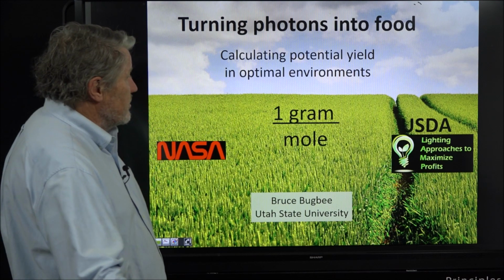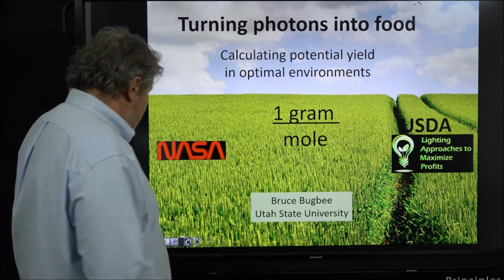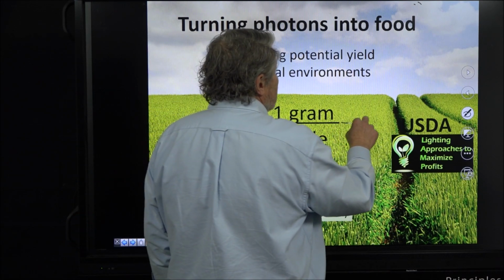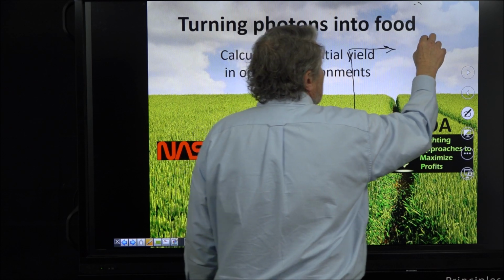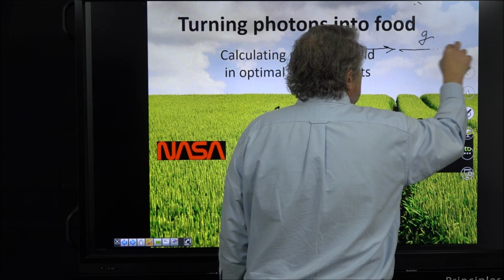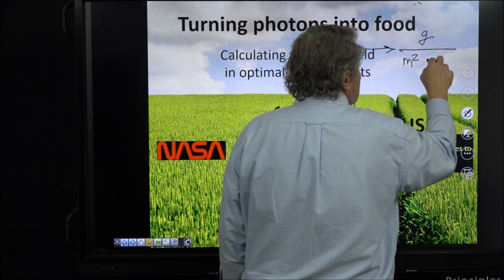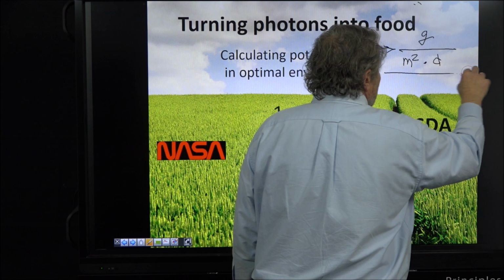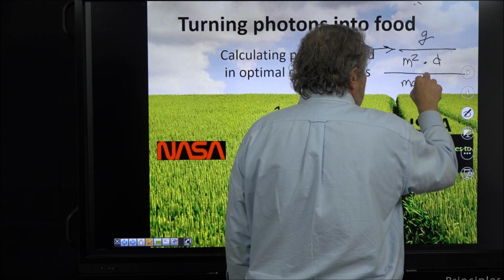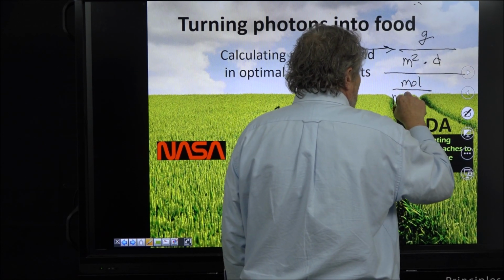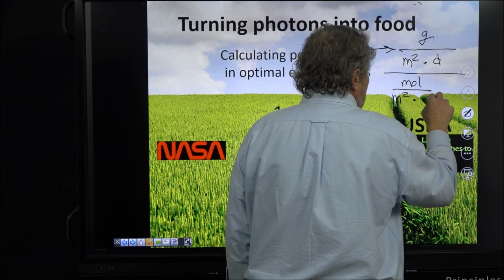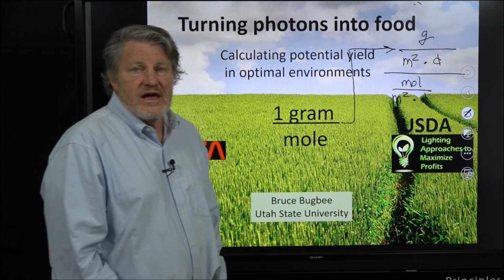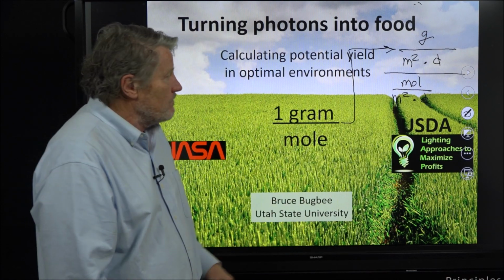Now, just quickly, I can show you how we derive this. 1 gram, let's put it right over here. A gram per meter squared of ground area per day divided by a mole of photons per meter squared of ground area per day. And you can see the meters squared and days cancel out and we get grams per mole.